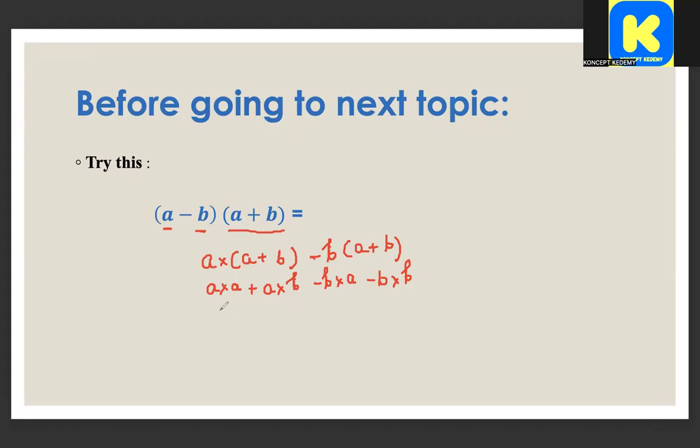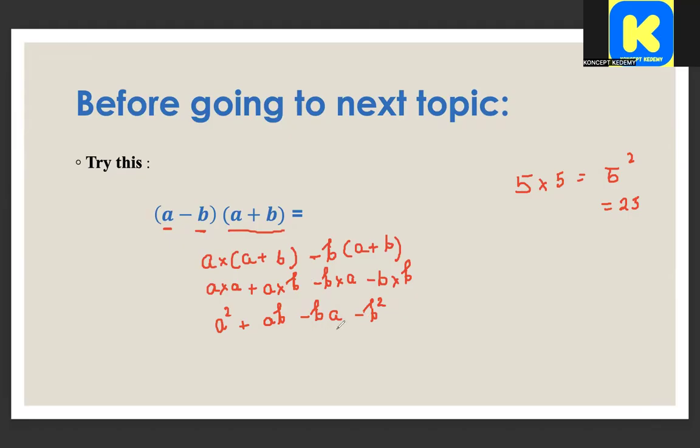Okay, so now this a into a will be a square. We know that 5 into 5 is equal to 5 square, that is 25. So same way, a into a will be a square plus a into b will be ab, positive ab, because both are positive. But this b into a will be minus ba, and this minus b into b will be minus b square. Okay, so now we have this a square plus ab minus ba minus b square.